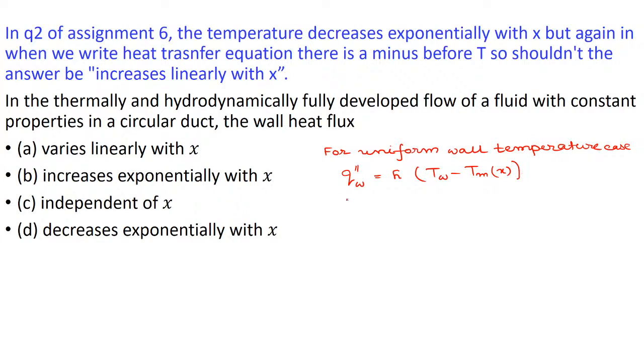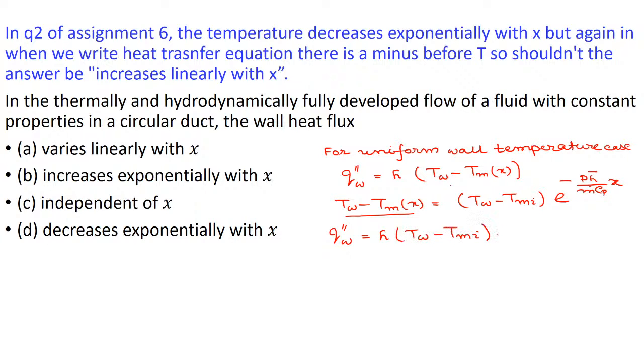We have also derived that Tw minus Tm is Tw minus Tmi times e to the power minus P h bar by m dot cp into x. Now if you substitute this, the wall heat flux q double prime w is h into Tw minus Tmi e to the power minus P h bar by m dot cp into x.